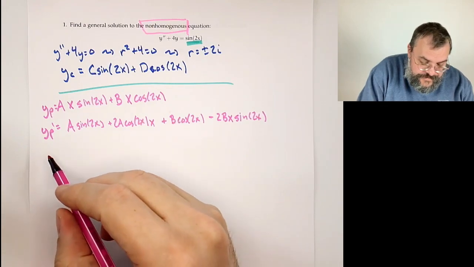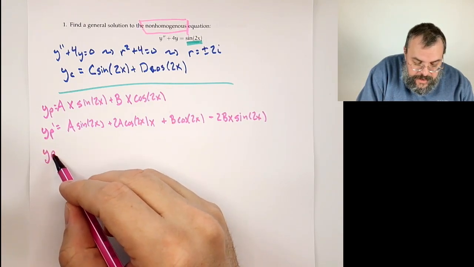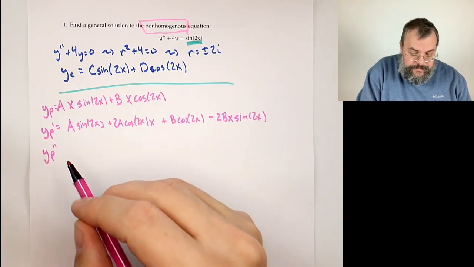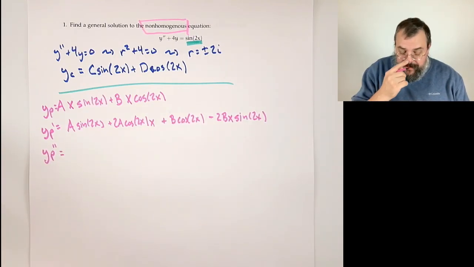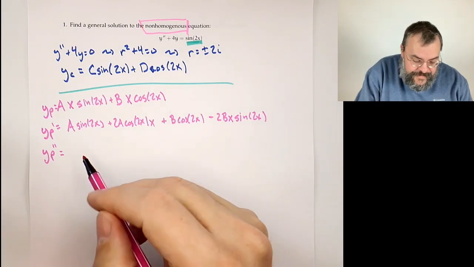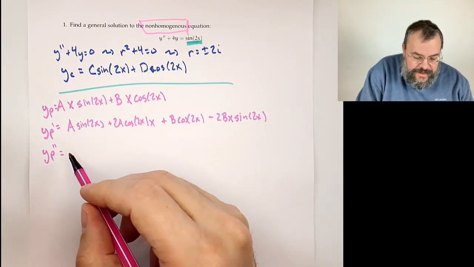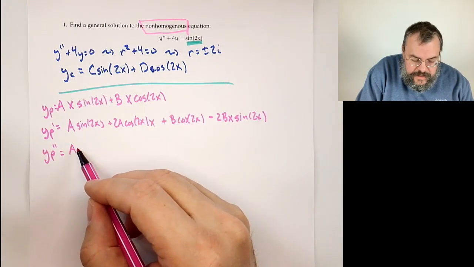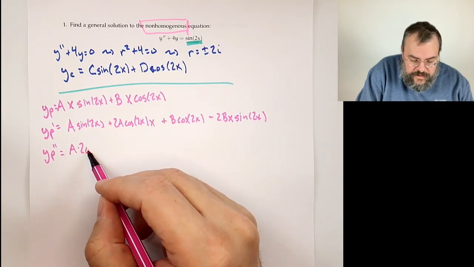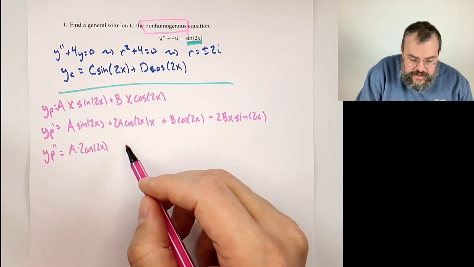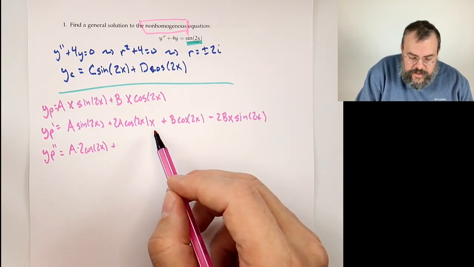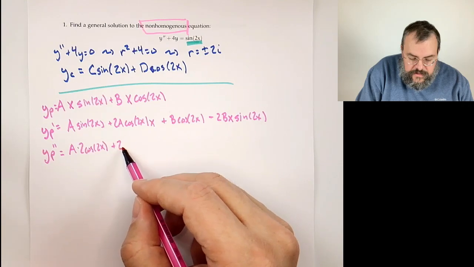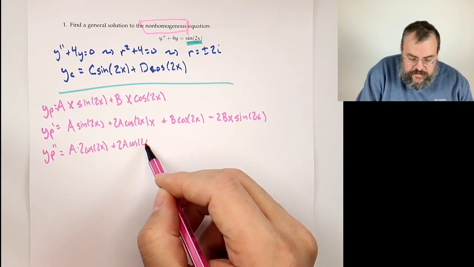Second derivative. So yp double prime. And this might take a bit of space, but that's okay. We have time. We have space. All right, so we'll have a times 2 cosine 2x. All right, that's good. And here, well, I can take the derivative of x. So that would be 2a cosine 2x.